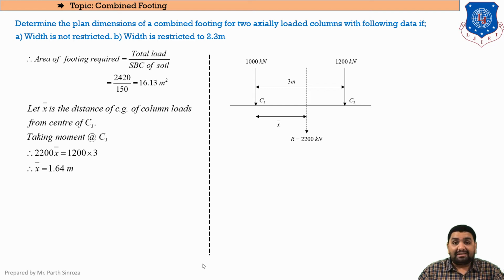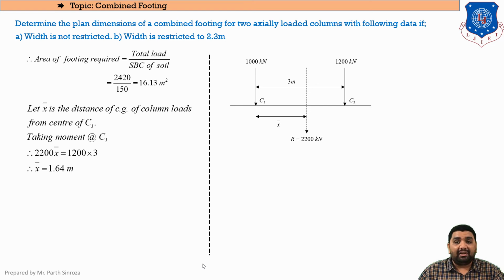So we need to find a distance in between these two points, at which the resultant acts. As you can see here, the resultant of these two loads is 2200 kN. We'll be considering x bar to be the distance, and we'll be calculating this distance to find our next sums. So we'll be taking moments about any point.